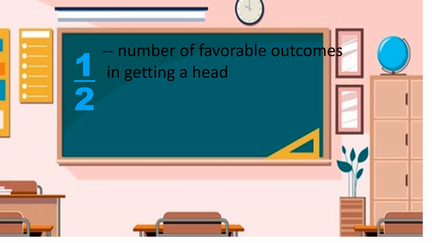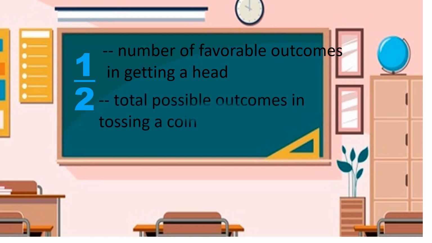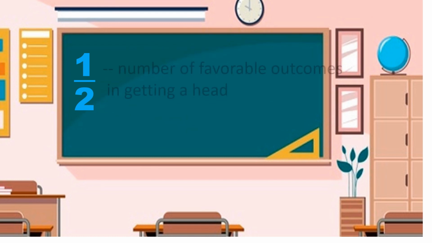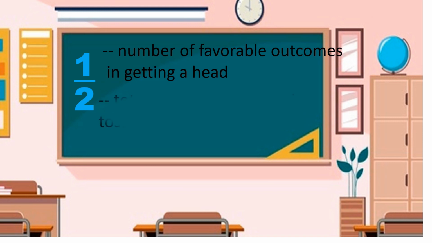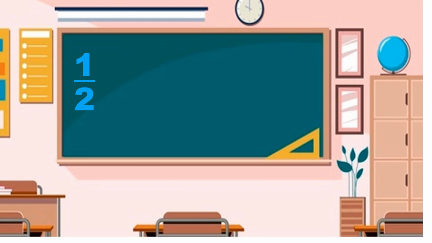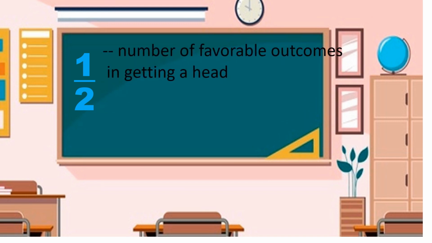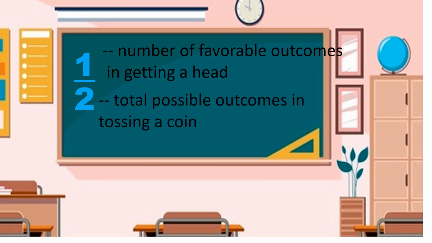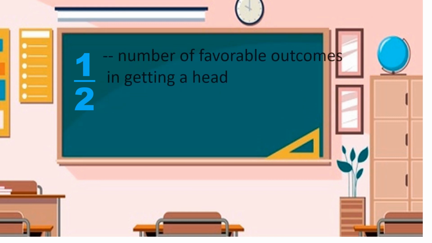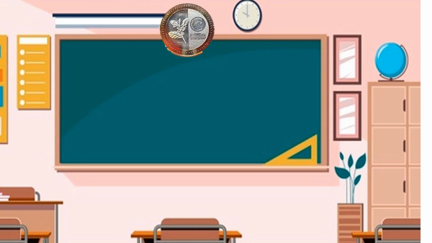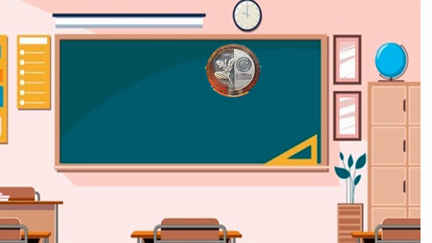Okay, class. 1 is the number of favorable outcomes in getting a head, and 2 is the total possible outcomes in tossing a coin. Now, class, let's find the probability of getting a tail. Do you think what is the answer? Okay, that's right. The answer is also 1/2.